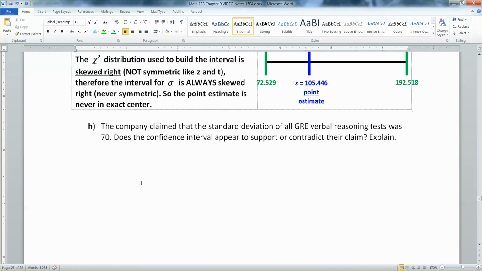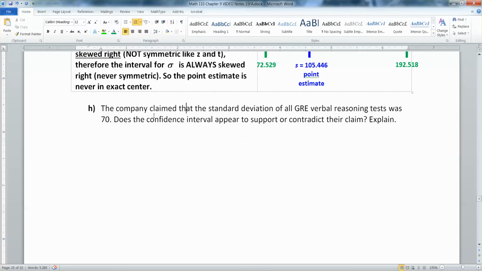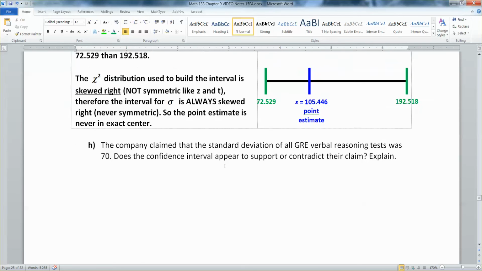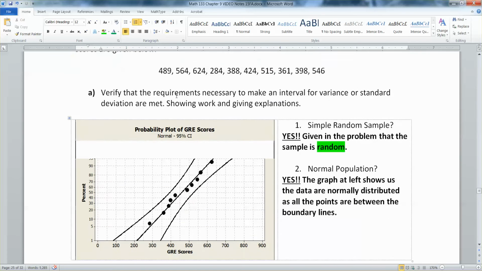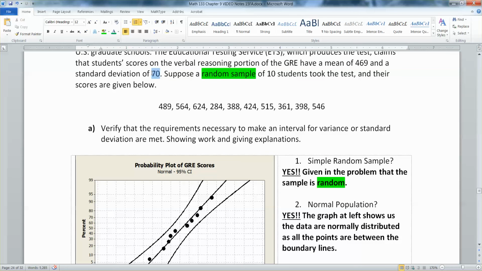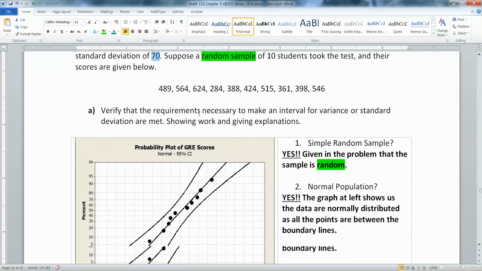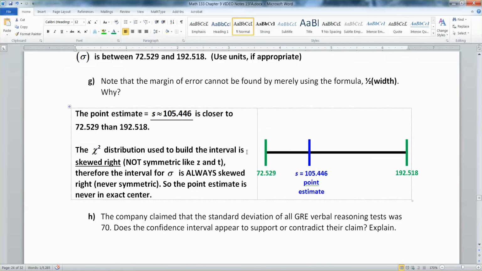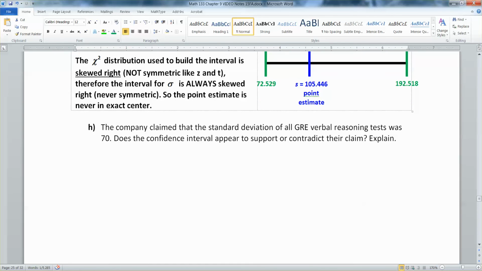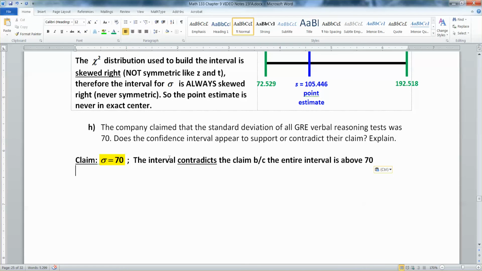Now, the company claims that the standard deviation of all GRE verbal scores was 70. That means I'm going to have to change the original problem. Sorry about that. I should have said 70 up here instead of 120. So there it is. I made it 70. So they're claiming it's 70. And our question is, does the interval support or contradict that claim? And the answer is it contradicts it because 70 is below our interval, right? Our interval stops at 72.529.